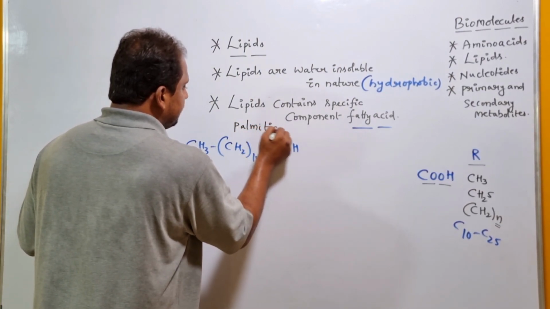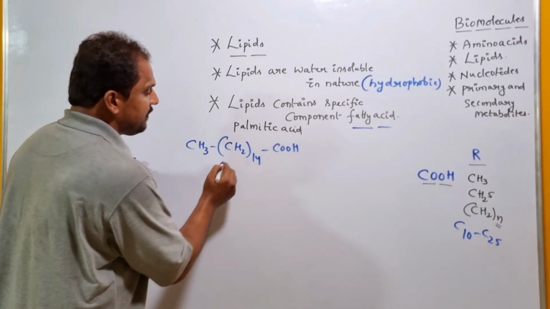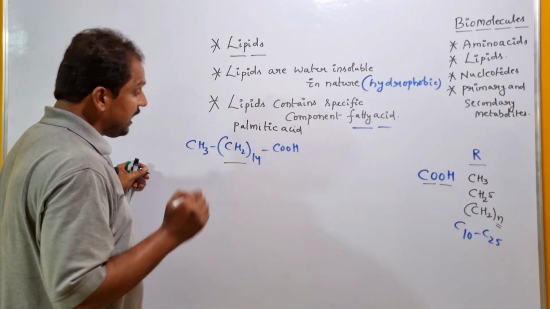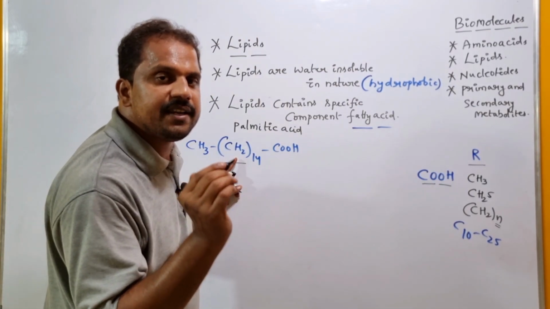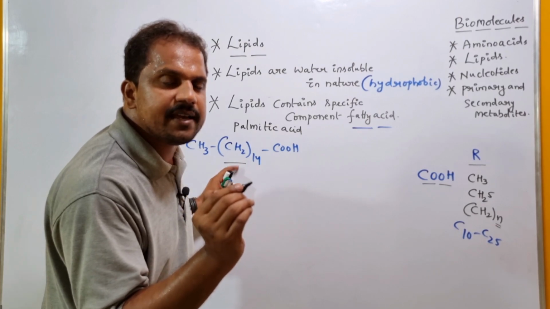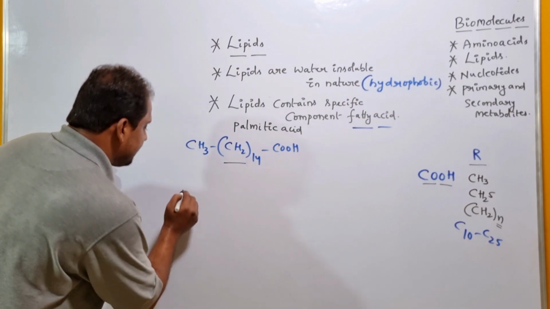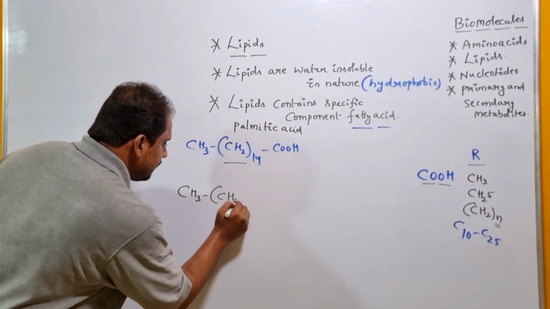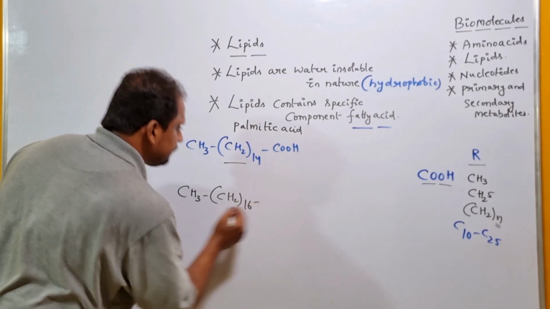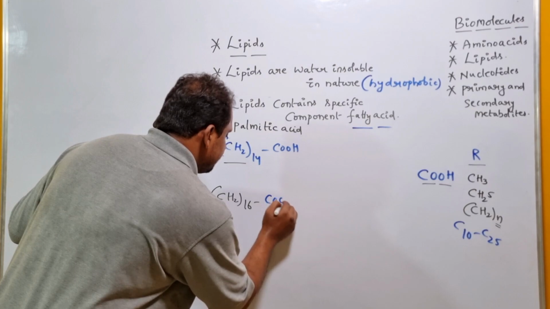Palmitic acid. Then in the same way, if a fatty acid has a hydrocarbon chain, and the number of carbon atoms in the chain is 18, then the fatty acid is termed as what? Stearic acid. So look at here. Stearic acid, right?